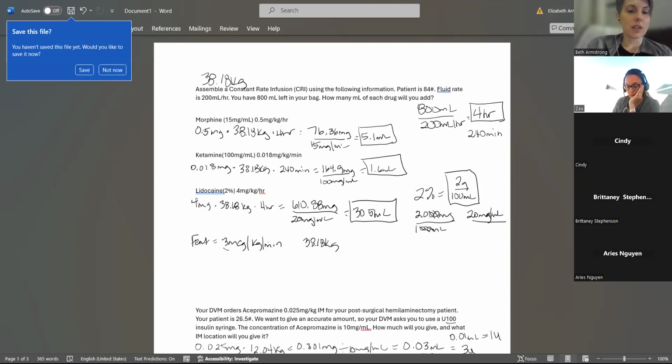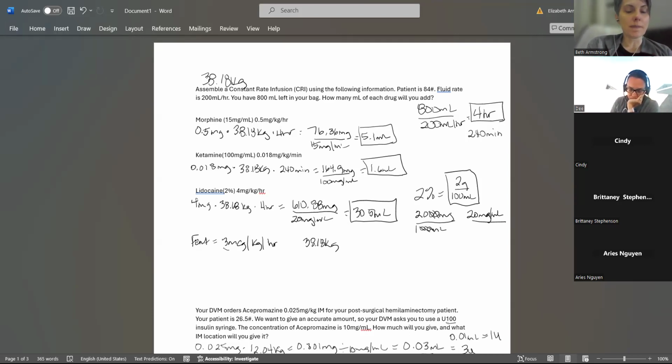Okay. Actually, I'm going to change this to hours, just to make it easier on you guys, per hour. If we change it to 2 micrograms per kg per hour, then it's going to be at 2 mLs per hour. Does that make sense? So you can go up to 5 essentially and do it that way.